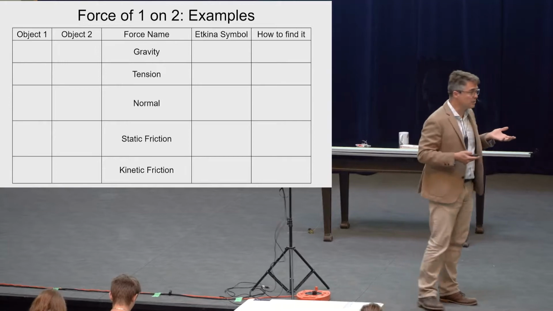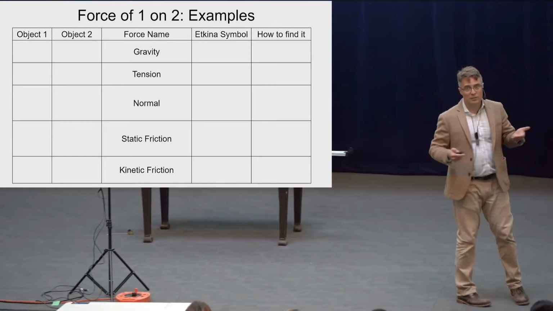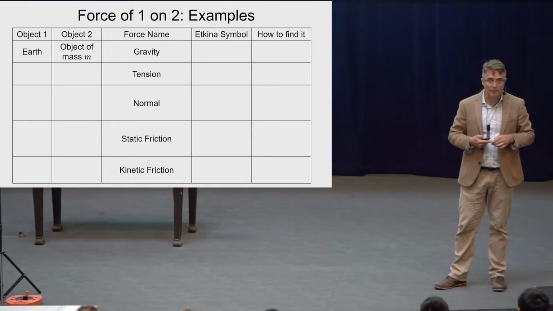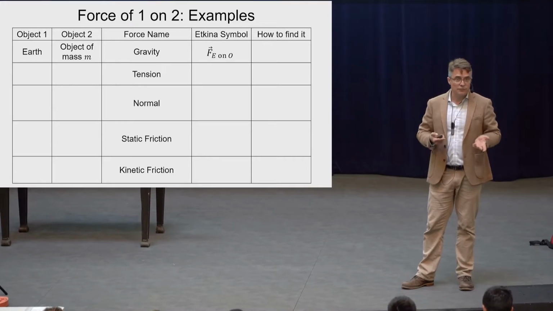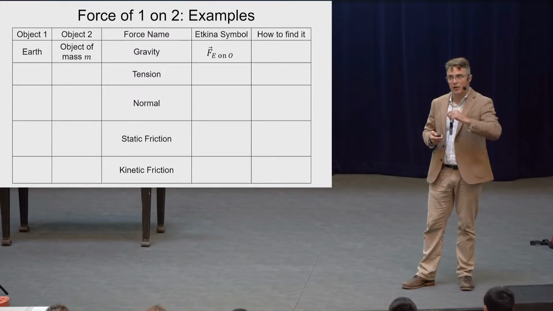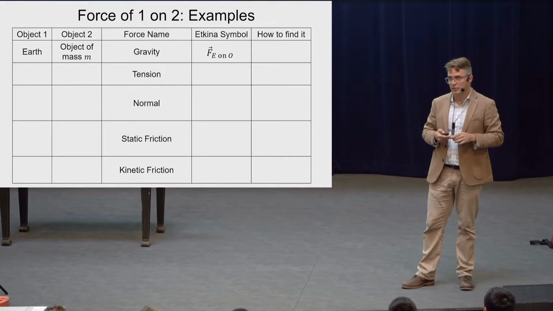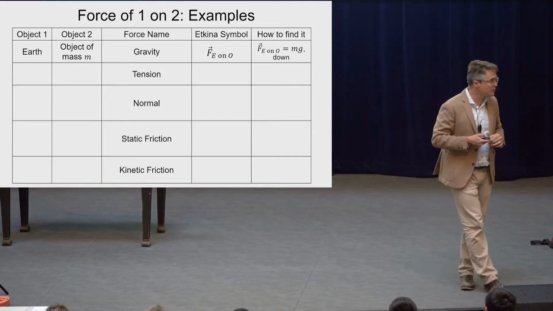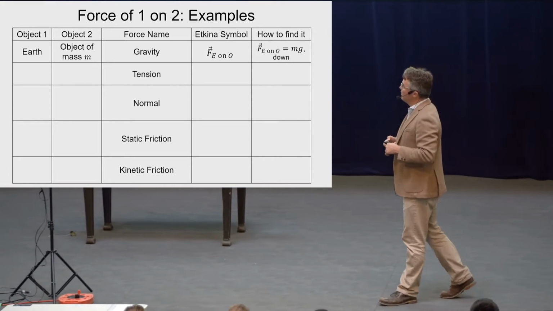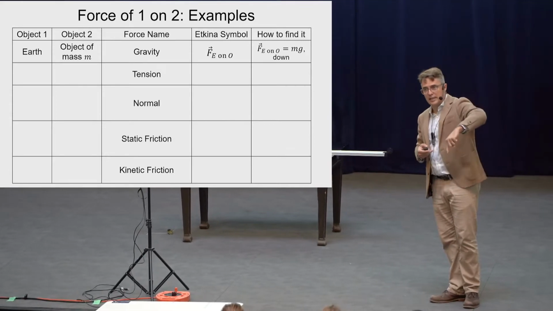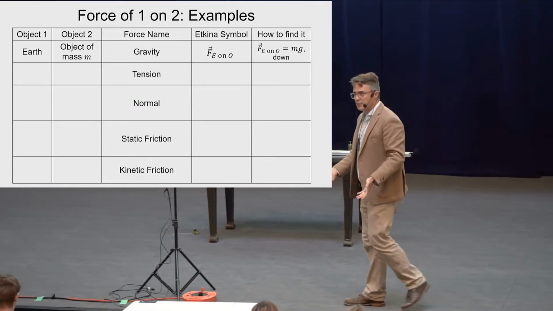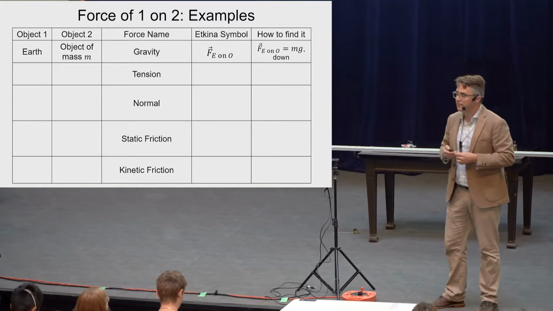So let's start with gravity, a really easy one. Object 1 is always the Earth in this case, and then object 2 is something like you, and it has some mass m. There's an equation for it. The symbol is just F, with E on O for object. It's a strange symbol to use, but you can use whatever symbol you like, as long as you're consistent. The equation is mg and the direction is down. This is a force that emanates from the Earth somehow, and it acts on any object near the surface of the Earth, and g is 9.8 newtons per kilogram.